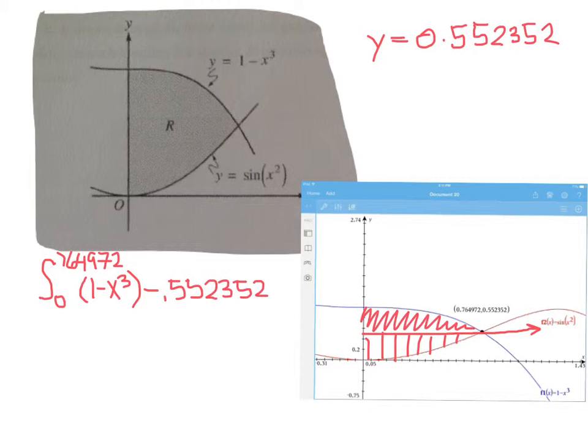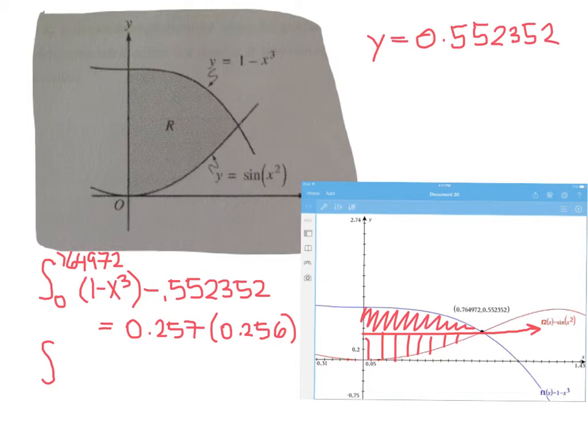0.552352. Now make sure your calculator is giving you more than 3 decimal places, because we don't round until the very end. And when I do that calculation, I would get either 0.257, or if I didn't round and just truncated, 0.256.